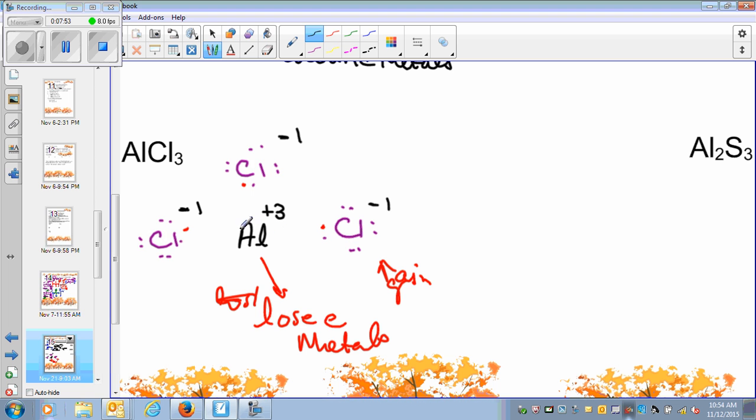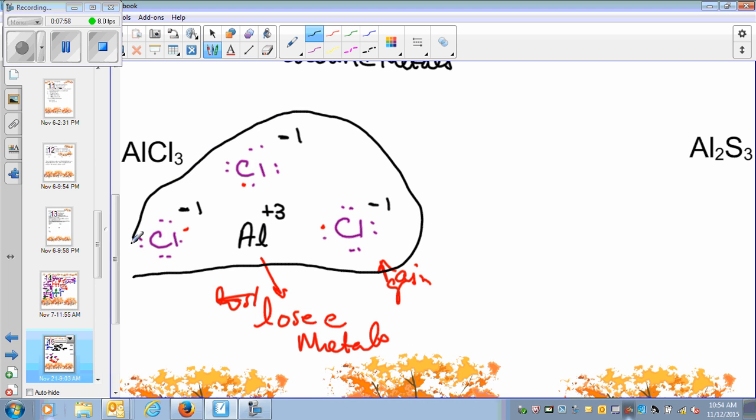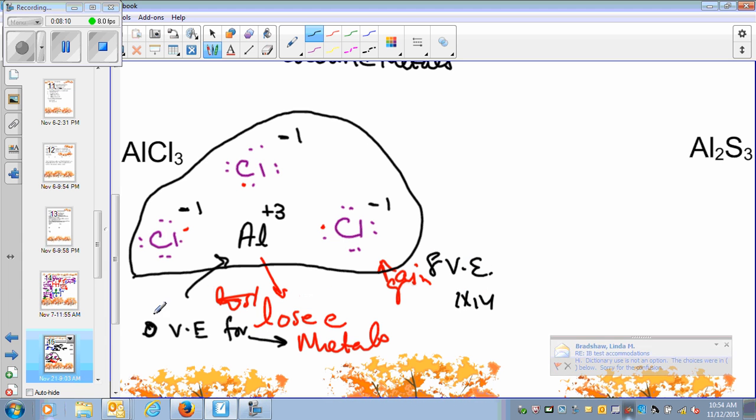At the end, this is aluminum chloride. You have 0 valence electrons for metals and 8 valence electrons for non-metals. So make sure you have 0 for metals and 8 for non-metals. That's all about the dot diagrams of covalent compounds, polyatomic ions, and ionic compounds.